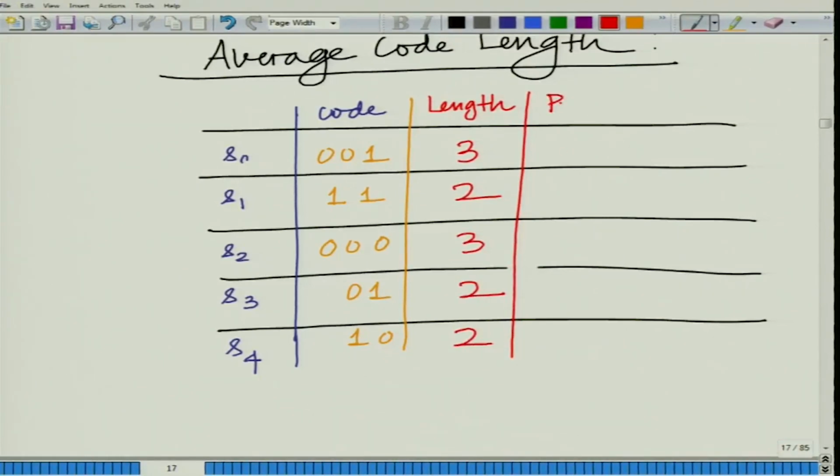And finally, let us write the probability of each. We know what are the probabilities of these different code words. The probability of S0 is 0.15, probability of S1 is 0.2, probability of S2 is 0.15, S3 and S4 have probabilities 0.25 each.